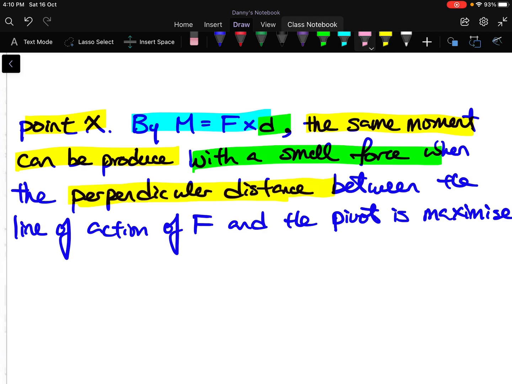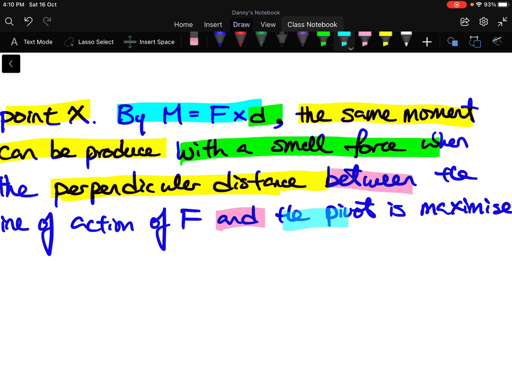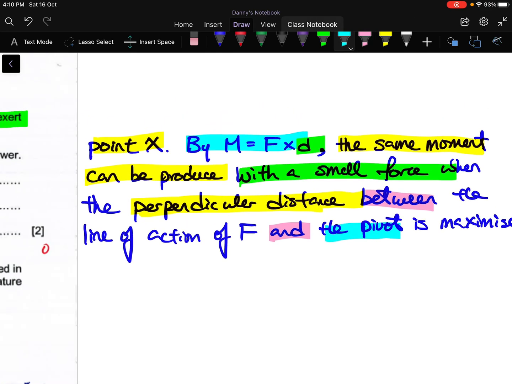Whenever you mention distance in physics, you must tell me it's between what and what. So in this case, it is between the pivot and the line of action of F. Pivot is a point, so you cannot be perpendicular to a point. Something must be perpendicular to a point. So the something is the line of action of F.